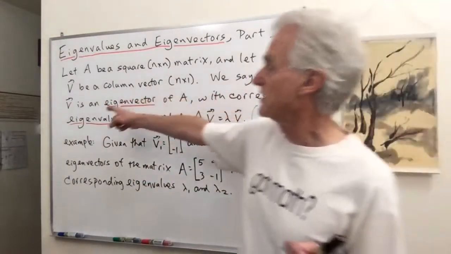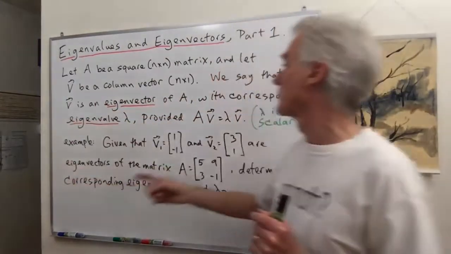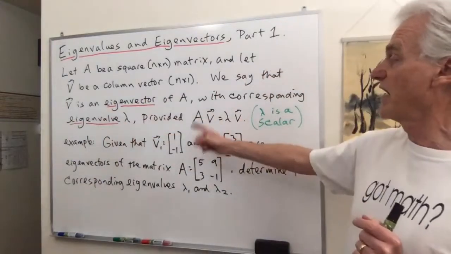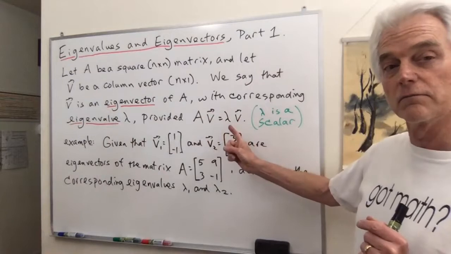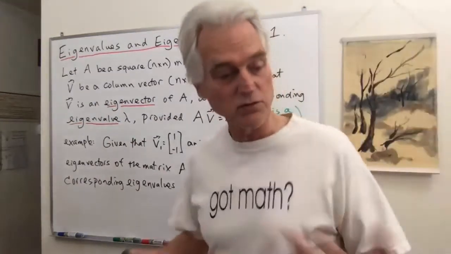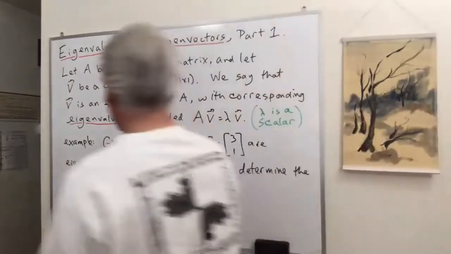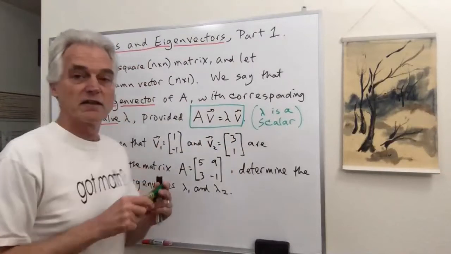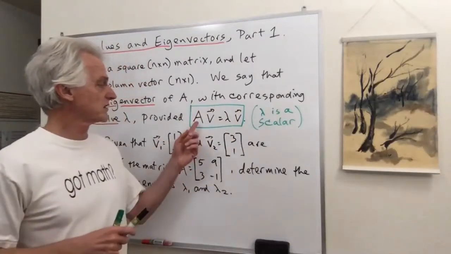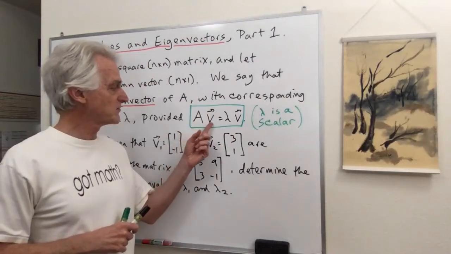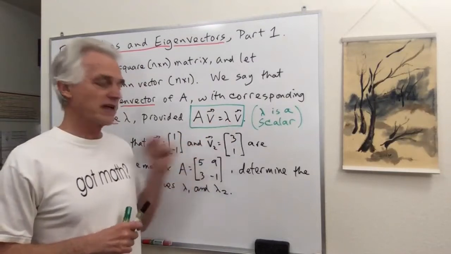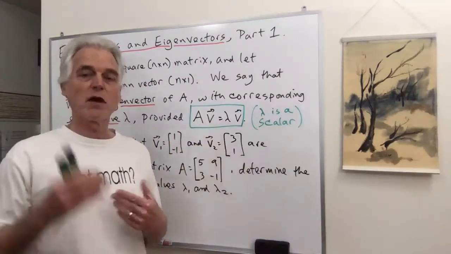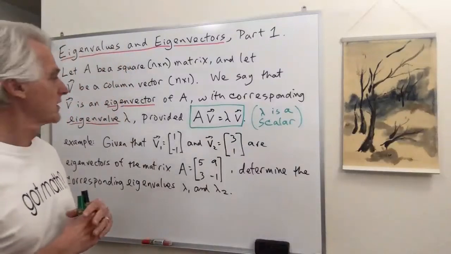We say that V is an eigenvector of A with corresponding eigenvalue lambda, and lambda is a scalar, provided AV equals lambda V. And that's an interesting equation. I'm going to box it. It's a super important equation here. It's the equation that relates eigenvalues and eigenvectors. And remember, this is a square matrix. That's a vector. That's a scalar, and that's a vector. But as a result, both sides of this equation are n by 1 column vectors.